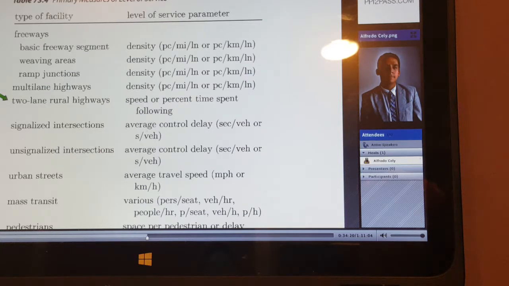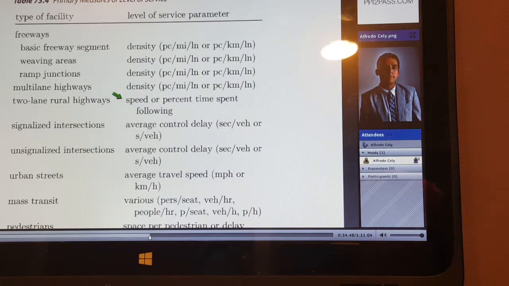Now, the level of service for two-lane rural highways is based on a different type of parameter. It's based on the speed, or how fast you can travel on that two-lane rural highway, or the percent time that you spend following somebody on that highway, because sometimes you can't pass that person because it's prohibited on this two-lane rural highway. So the level of service will be based on the speed or the time you spend following another car.